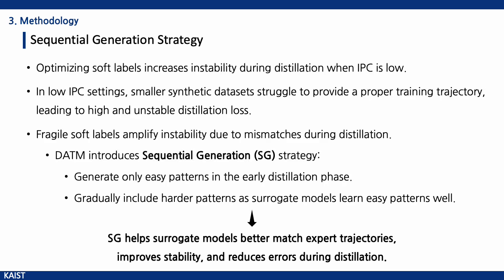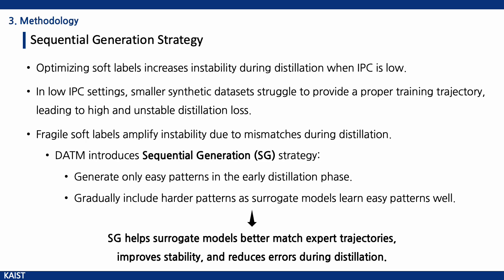Next, DATM introduces the sequential generation strategy to address instability during distillation. When IPC is low, optimizing soft labels increases instability because smaller synthetic datasets struggle to provide proper training trajectories. This results in high and unstable distillation loss. Moreover, fragile soft labels amplify this instability due to the mismatches during the distillation process.